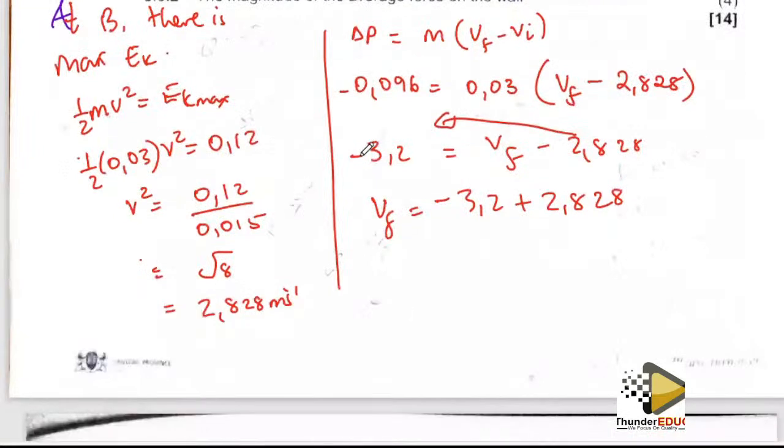Okay. I'll do it the other way around where I plus that, and then that is a minus. Okay, so negative 3,2 plus 2,828. I'm getting 0,3 something, 72. Okay, so it's going to be 0,372 meters per second.